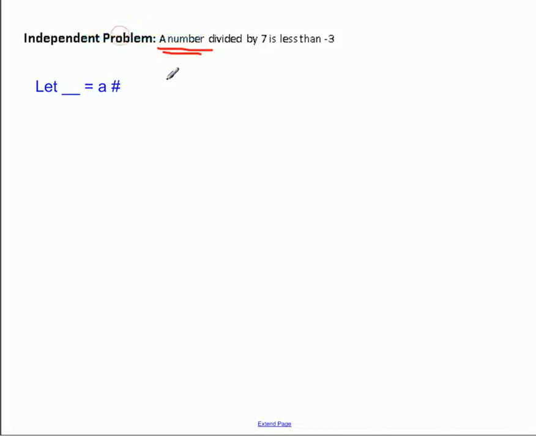All right, welcome back. A number. I always call it X or N. Those are the most popular. But if you want to pick your name, that's fine. A number, X, divided by 7. Again, I don't want to see this division sign. We're out of this range. We're not doing division signs anymore. We're going to do more fractions. That's how you're going to see them.